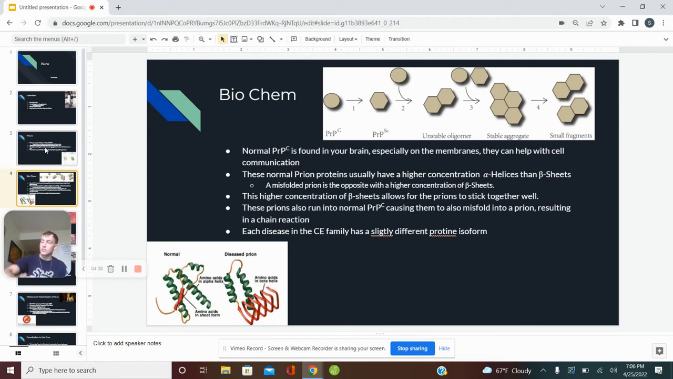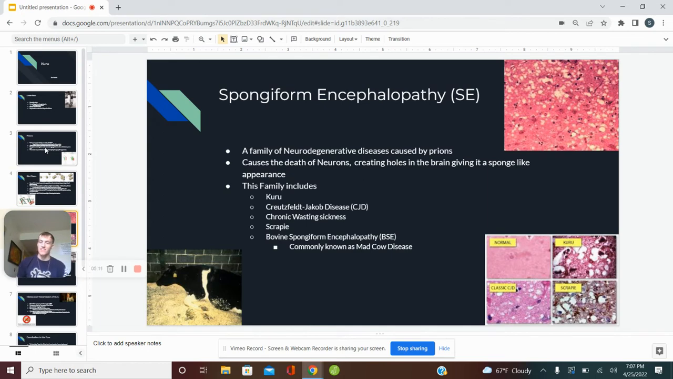As you can see here, it creates this kind of chain reaction where you have a normal PrPC and it runs into a PrPSc, and the normal prion protein, the little circle, is turned into a PrPSc, a prion. Then they continue to run into one another, conglomerate and aggregate, and then they end up breaking off and creating more and more of these aggregates. And this is the hallmark of one of the diseases that we call a spongiform encephalopathy.